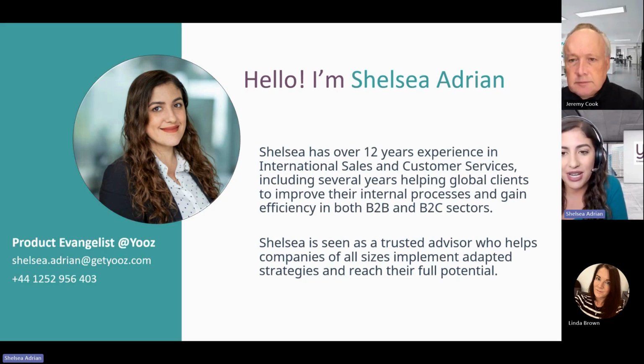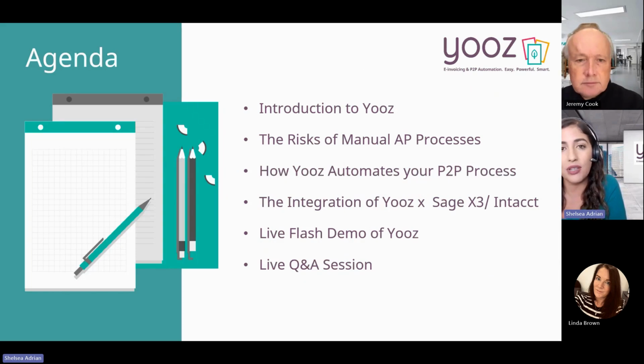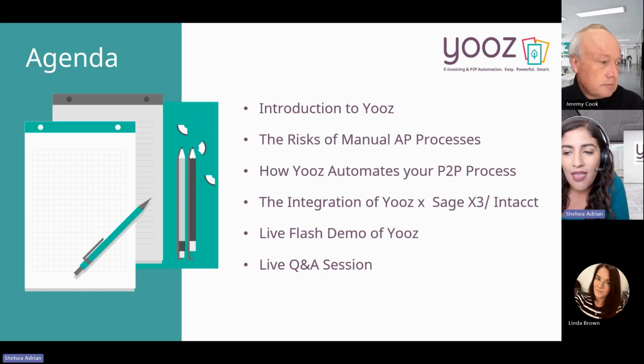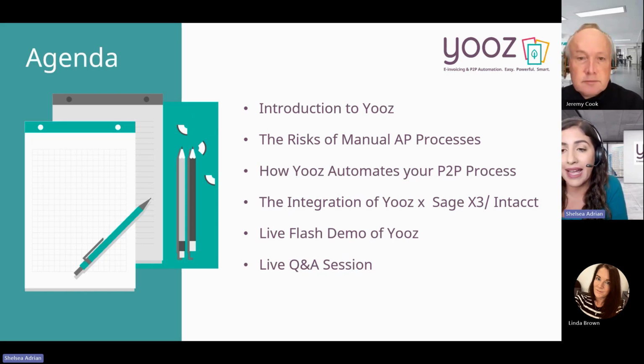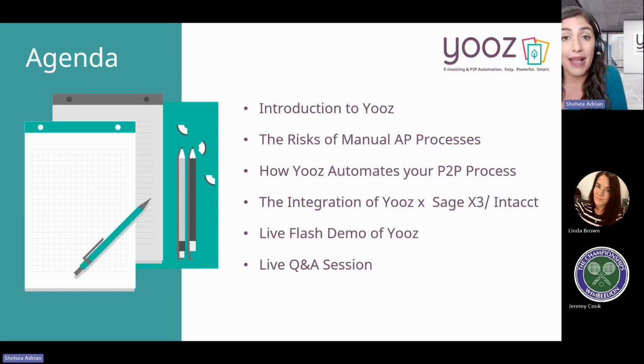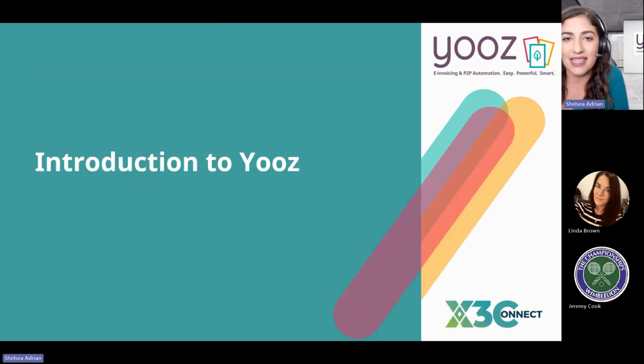So let's go into today's agenda. First up, we're going to give you a quick introduction to Yooz, so you know a little bit about who we are and what we do. Then we're going to talk a little bit more about the risks of handling our payables with a manual process. After this, we're going to look to see how Yooz automates the entire P2P process, and then I'm going to show you how Yooz connects with your Sage X3 and Intact solutions. At the end, I'm really excited to go into a live demonstration of the platform so you can see exactly how it works. And like Jeremy said, we're going to leave a couple minutes at the end for a live Q&A session. So feel free, if you have any questions throughout the presentation, to write those into the chat.